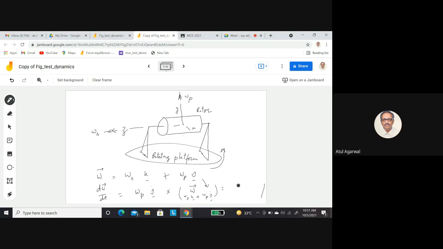And what is this equal to? j cross j goes to 0. j cross k is i. So this is alpha for this angular velocity of this rotor.